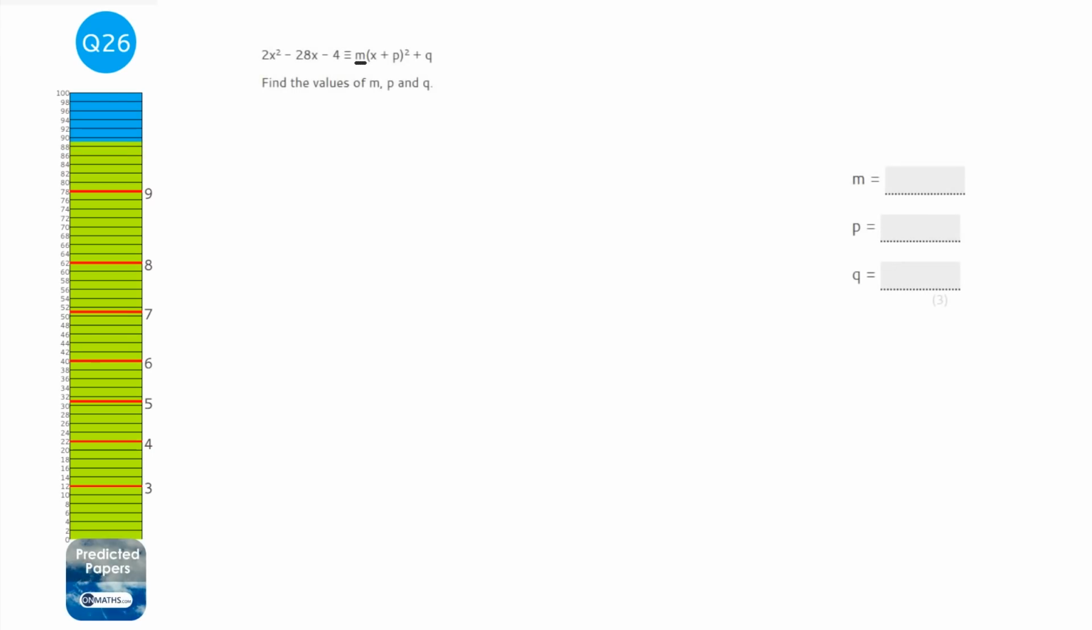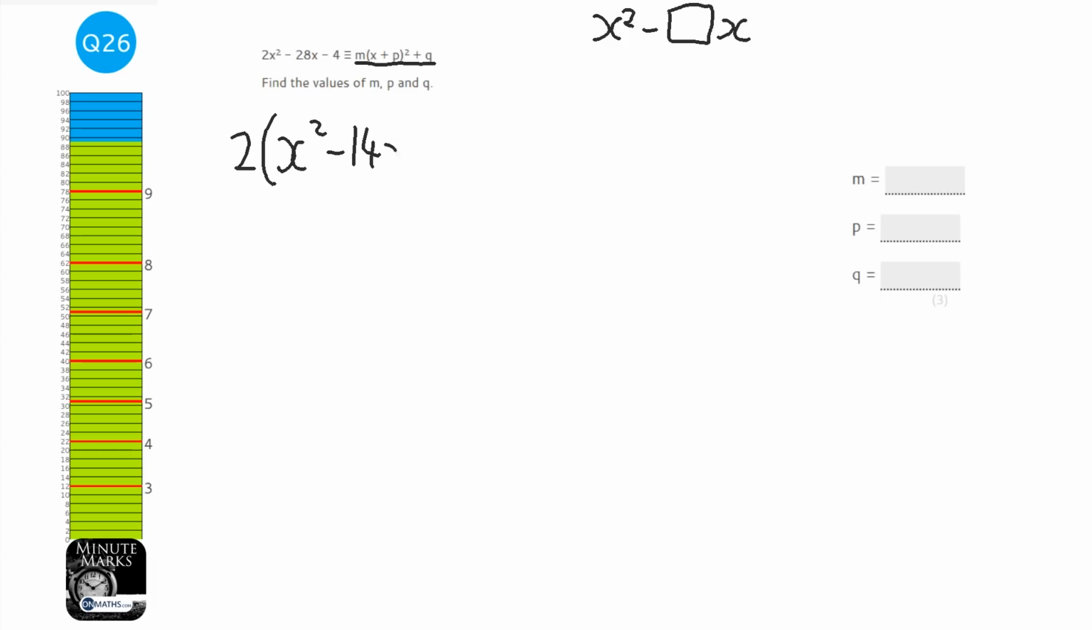Looking at the structure of the answer, it looks very much like we're going to have to complete the square. Now, to complete the square, we need x squared minus something, okay? Now, we've got 2x squared, and so minus something x. We've got 2x squared minus 28x. So we're close to getting that, but we haven't quite got that. So what we need to do is factorize the 2 out first. So 2 brackets x squared minus 14x. And then I'm just going to add the minus 4 at the end.